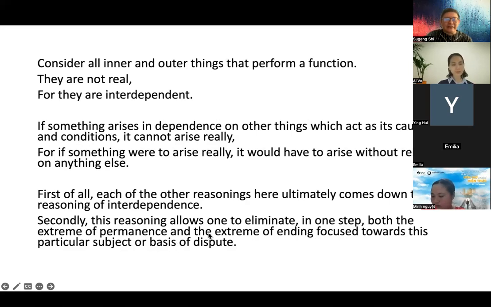What it means is that all this reasoning helps us to get rid of the two extremes so that we can walk on the middle way. The two extremes are the extreme of permanence, means not change. Extreme of permanence means things are there all the time, or the extreme of emptiness, things do not exist.